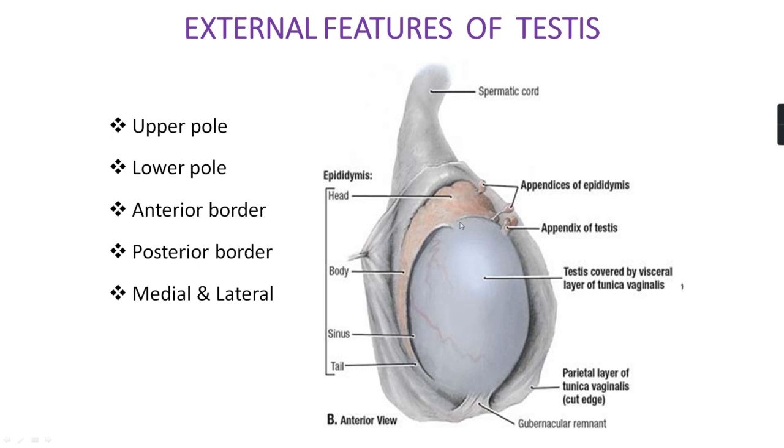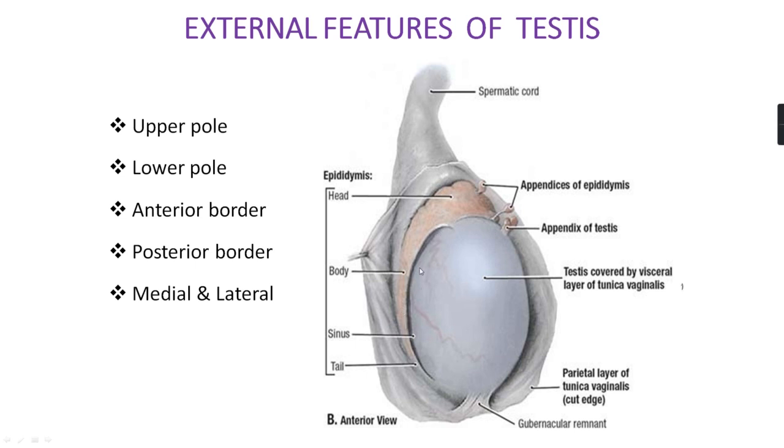Now for side determination, the very important thing we must remember is where the epididymis lies. This is the epididymis. You can see here, this is the epididymis. So the epididymis lies along the posterior border and on the lateral aspect. Means it is situated along the lateral part of the posterior border, and between the epididymis and testis there is one gap, that is called the sinus of epididymis. That should be on the posterolateral aspect.